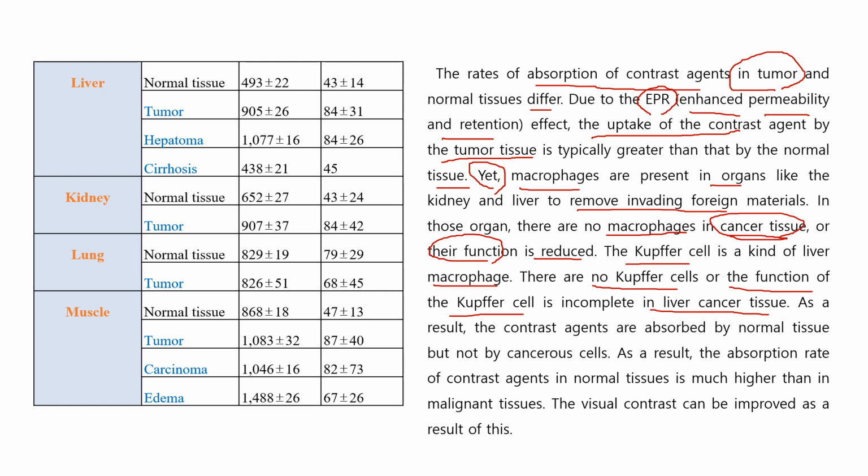As a result, the contrast agents are absorbed by normal tissue but not by cancerous cells. As a result, the absorption rate of contrast agent in normal tissues is much higher than in malignant tissues. The visual contrast can be improved as a result of this.